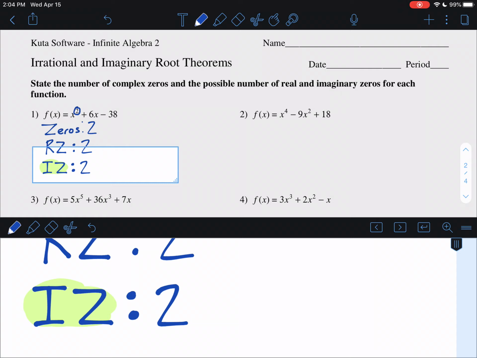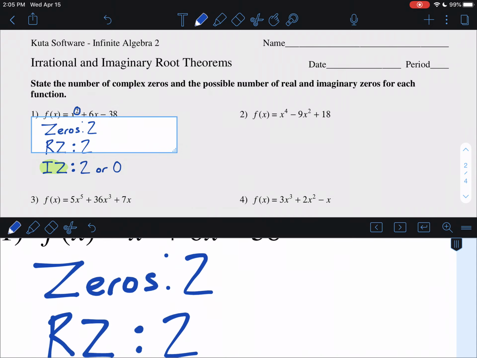So you can never have 3 imaginary zeros because they have to come in pairs. You can never have 1 imaginary zero because they have to come in pairs. So for imaginary zeros, I could either have 2 or I could have none. Those are my only options. I can't have more. I mean, I could have 4, but there's only 2 zeros total.